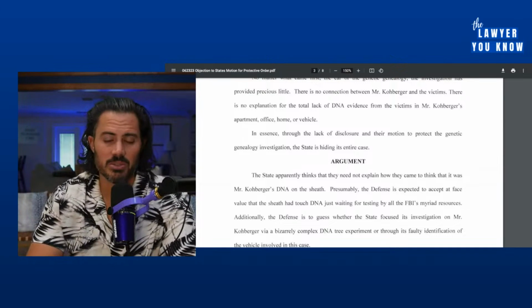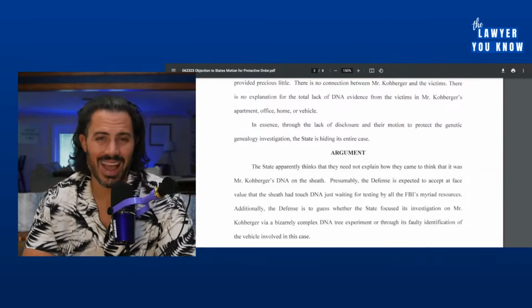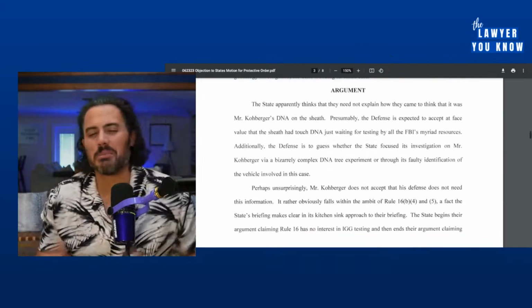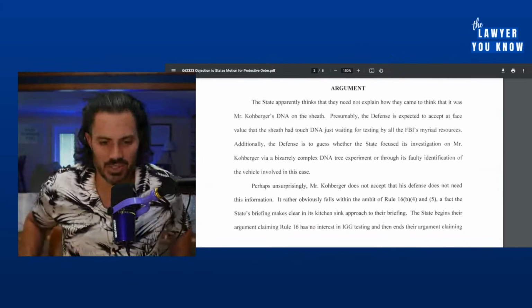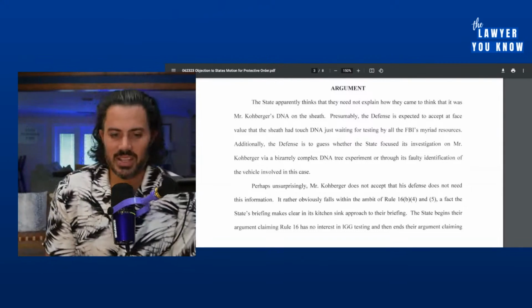No connection to the victim and no DNA. Do I think the state is hiding their entire case? Absolutely not. Which is why I don't like making statements like that generally, in case you haven't noticed, because you guys have heard me say a lot of statements. All right, let's get to his argument now.